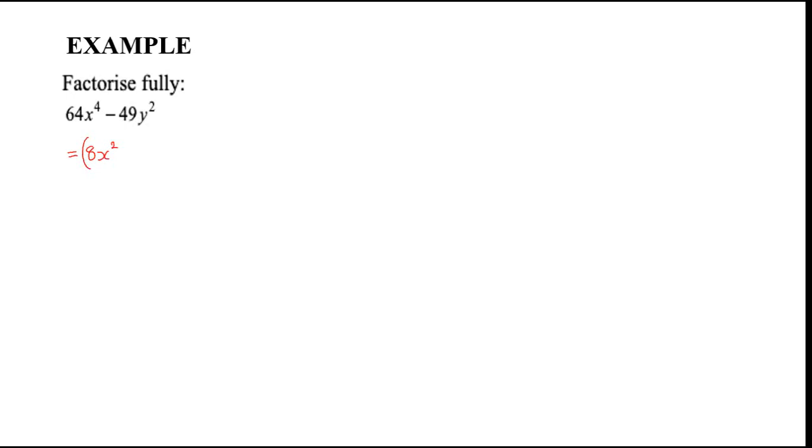And just remember, if we've got any higher exponent, the square root of that term is just to take this exponent and divide it by 2. Okay, then minus, the square root of 49 is just 7. The square root of y squared is just y itself. Okay, then I just make another bracket for the same 8x squared. Then now put a plus here, and then take the 7y.